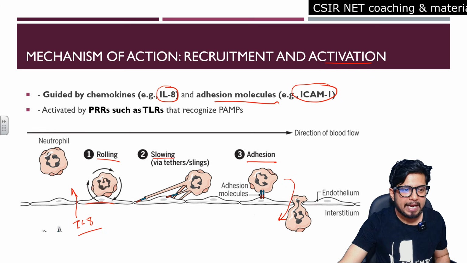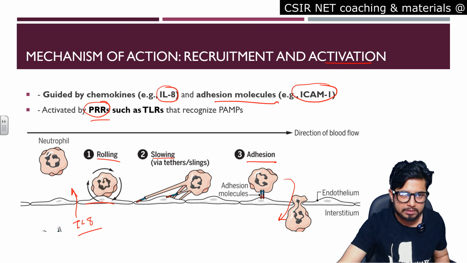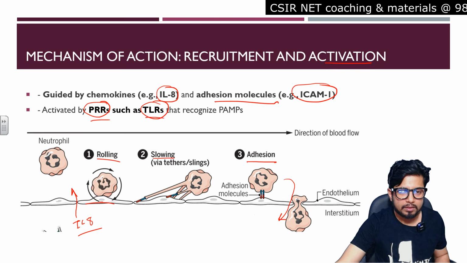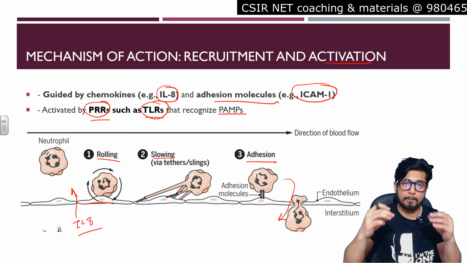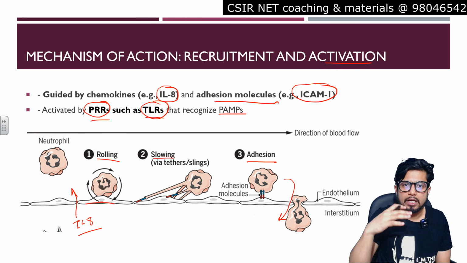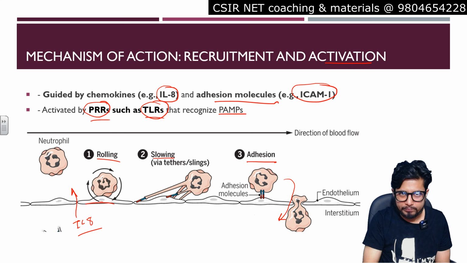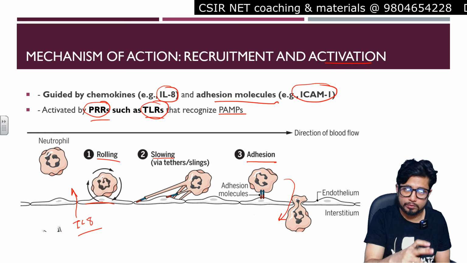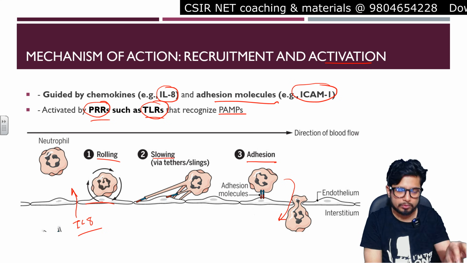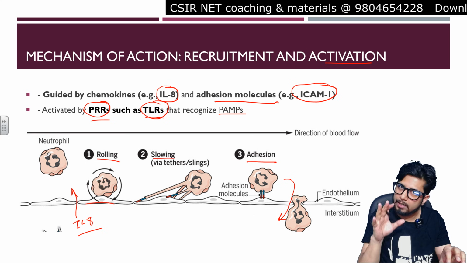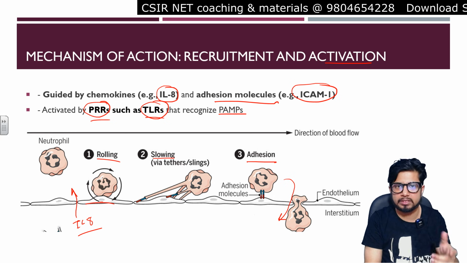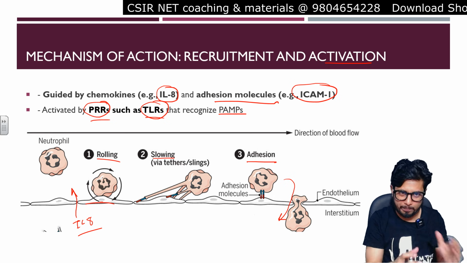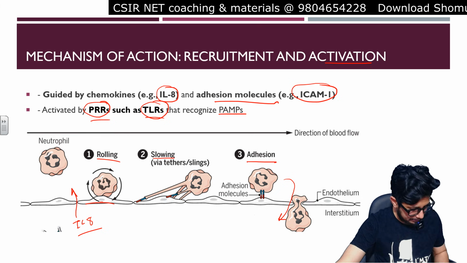So this whole process is done with the help of adhesion molecules like ICAM1. They are activated by the PRRs, pattern recognition receptors, like toll-like receptors, or any category of pathogen associated molecular patterns, which are fragments of the pathogen body which is foreign. Our immune system, like this neutrophil, can distinguish between pathogen related patterns and non-pathogen related patterns, so it can only act against the pathogen related molecular patterns or PAMPs. Okay, so that process is done.